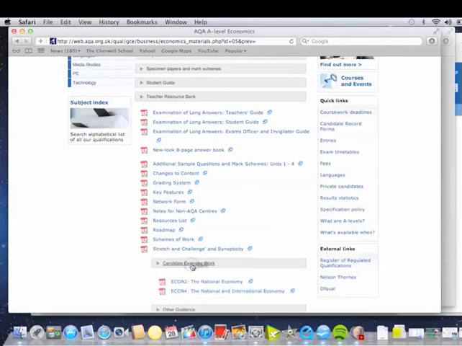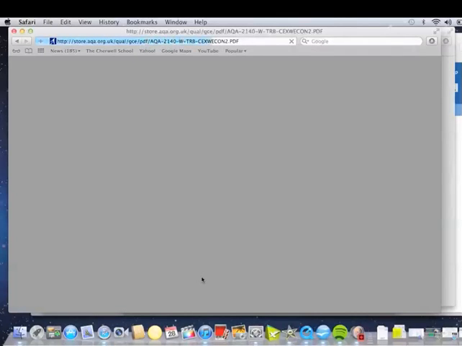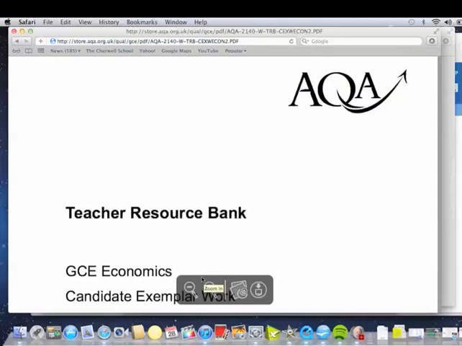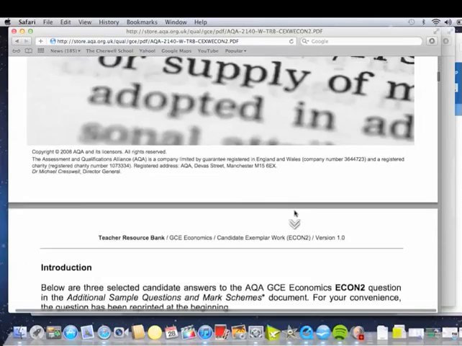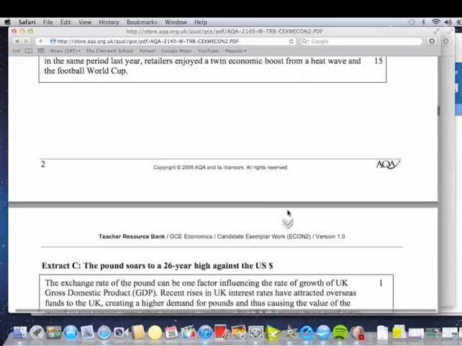Okay, and then we're going to be using Econ 2. Unfortunately, this hasn't got an Econ 1, but the skills I give here are as true for the Econ 1 paper. So we're going to this one. Okay, now we've got some scripts here that we can be looking at. So this is students who have had a go at an imaginary exam question. We've got different types of questions here. So we're going to be looking at this first one here.